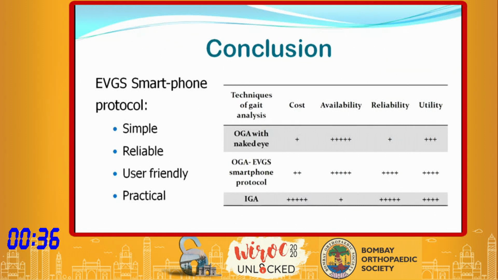To conclude, as compared to OGA with naked eyes or 3D gait analysis, the EVGS smartphone protocol allows hassle-free quantitative gait analysis on a single device and has been proven to be reliable, practical, user-friendly, without much cost to the patient, and we hope that it will see more utility in the future.